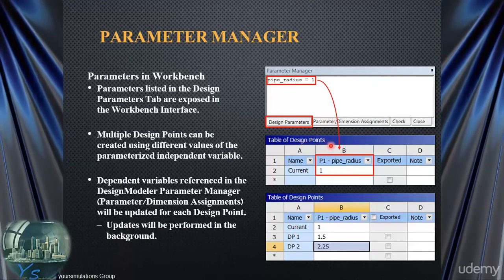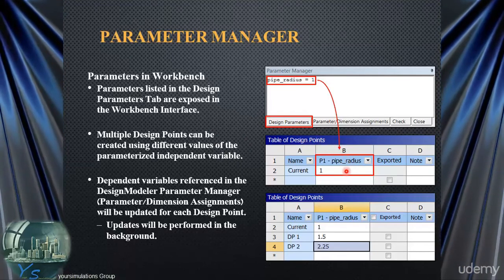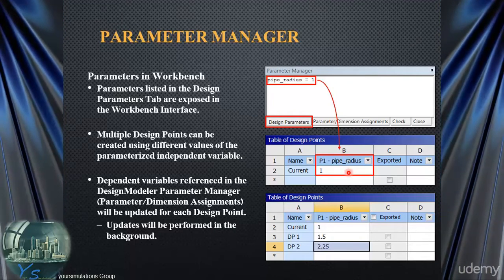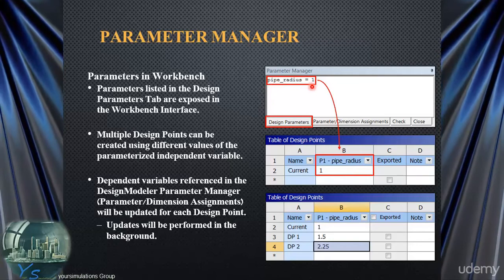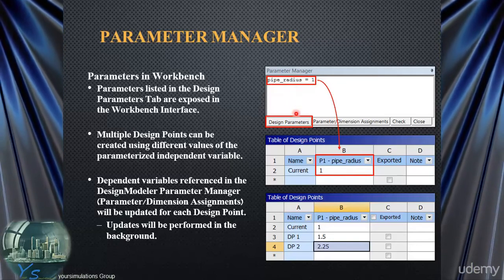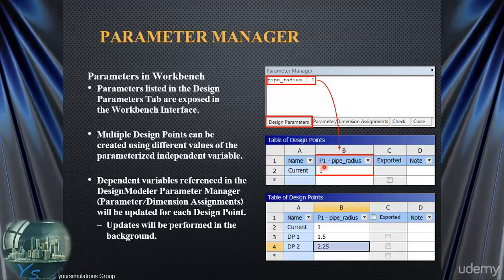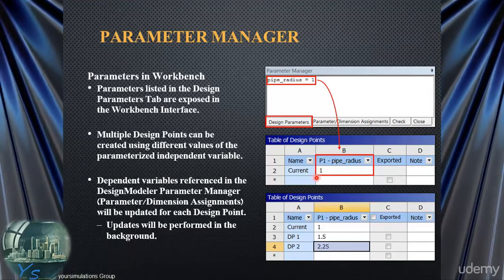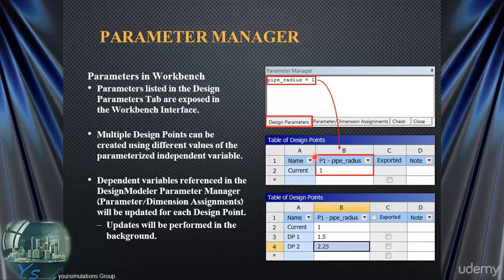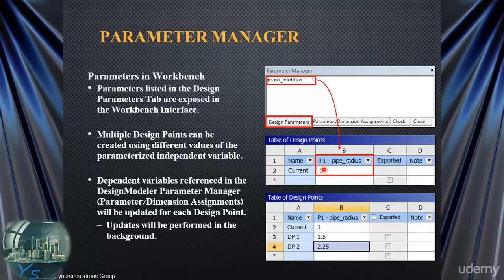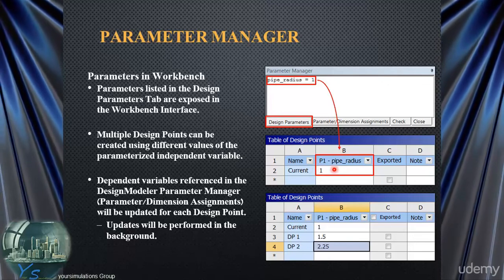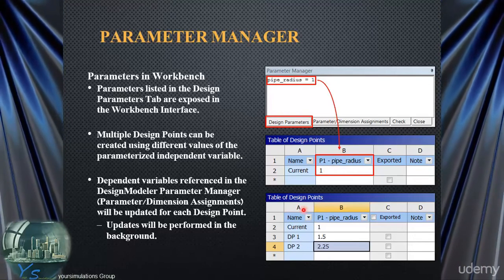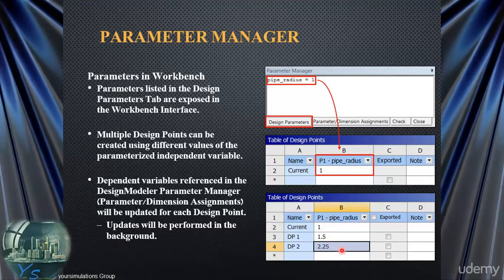the table of design points, and we'll have additional columns associated with the new input parameters. So for example, here we've created pipe underscore radius as a new input parameter, and that's now visible here as, by default, P1, parameter 1 for inputs, and the value underneath associated with that particular parameter. So if we want to look at many different pipe radii, for example, we can simply add new values underneath.